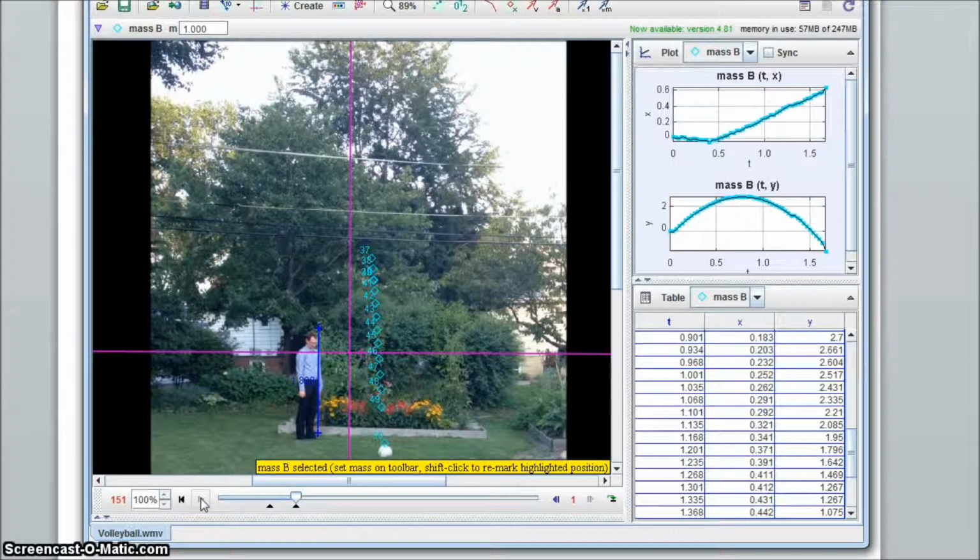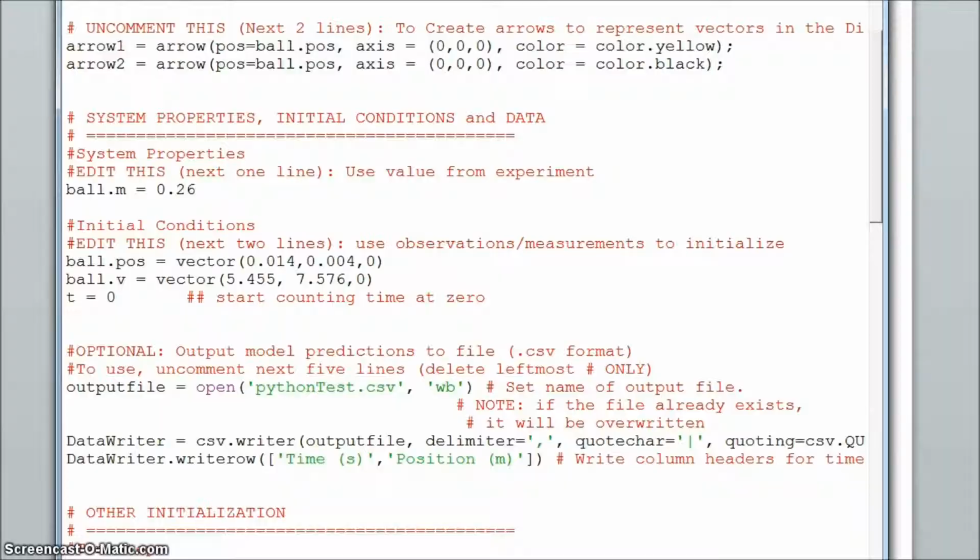However, if you look at the graphs, something is obviously wrong, particularly in the x direction, and in our model we will see the errors that this leads to. Looking at the code in VPython, we set the variable ball.m at 0.26 kilograms, which is the weight of the volleyball, and the initial position at the vector 0.014, 0.004, and 0 in the x, y, and z directions, and all of those are in meters.